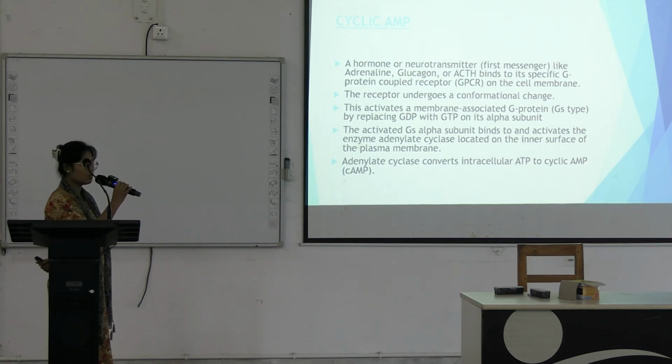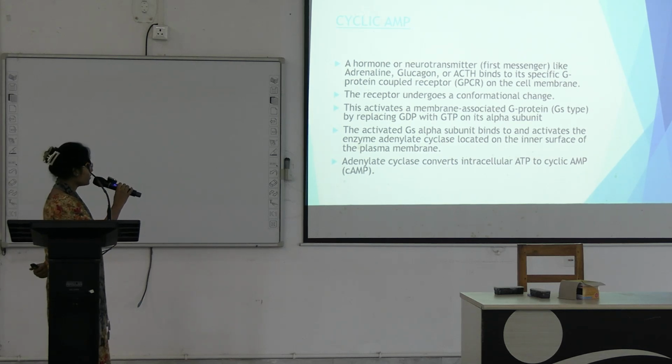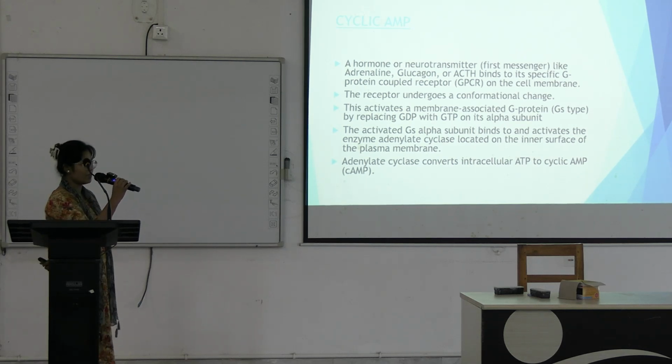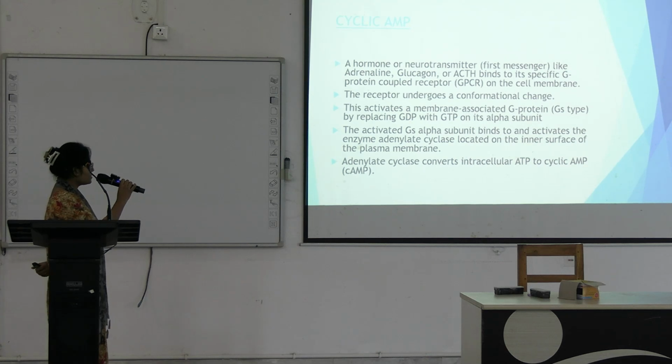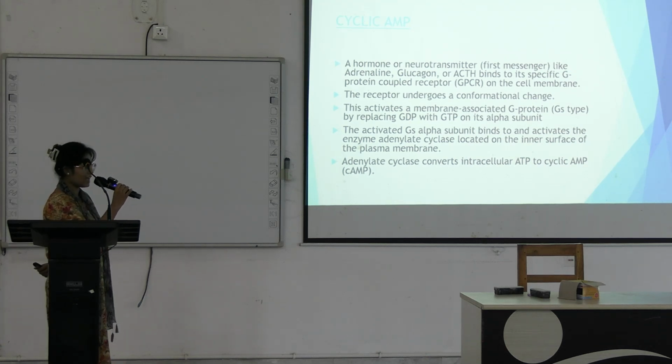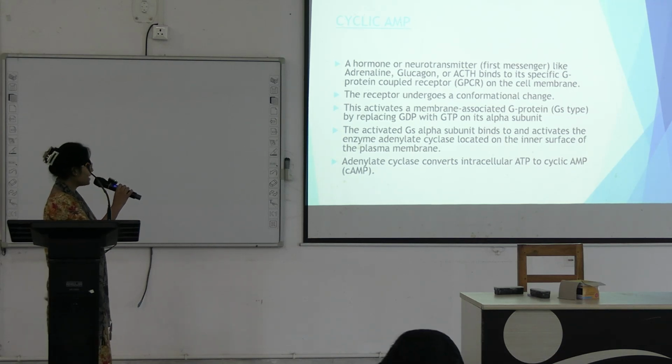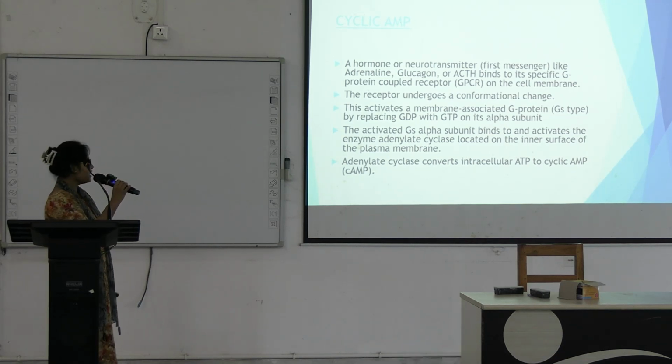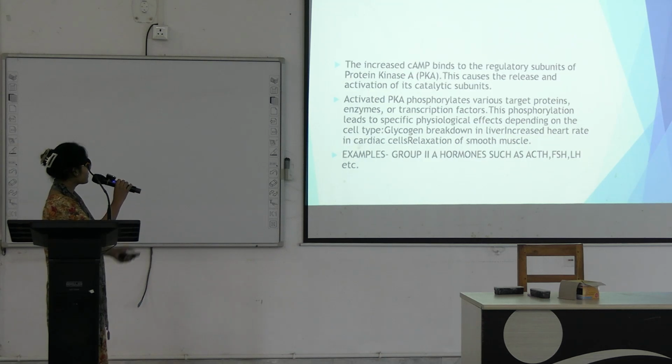Then the receptor undergoes a conformational change. This activates a membrane associated G protein by replacing GDP with GTP on the alpha subunit. This activates the Gs alpha subunit, which binds to and activates an enzyme, adenylate cyclase, located on the inner surface of the cell membrane. Then the adenylate cyclase converts intracellular ATP to cyclic AMP.